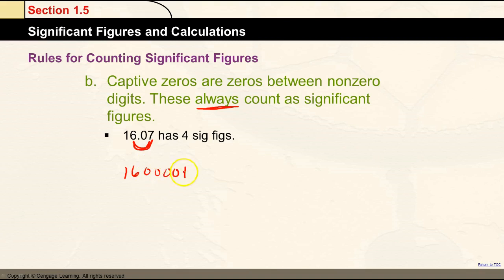All of these zeros here are sandwiched in between the 6 and the 1, so they would be significant. So we would count them, and we would have 1, 2, 3, 4, 5, 6, 7 sig figs in this case.